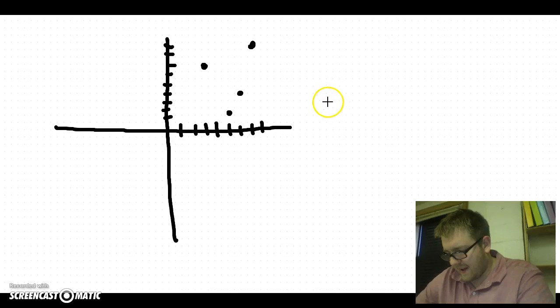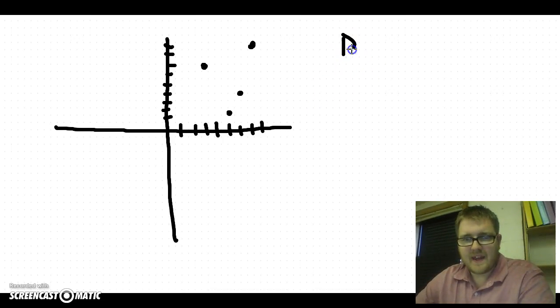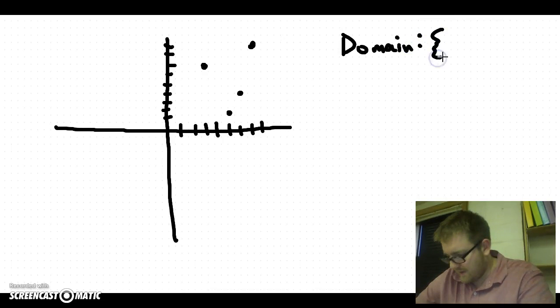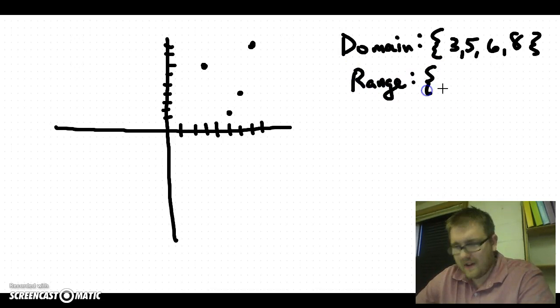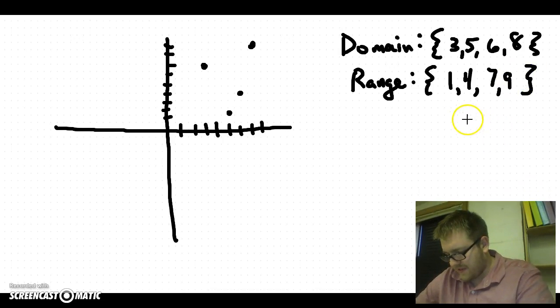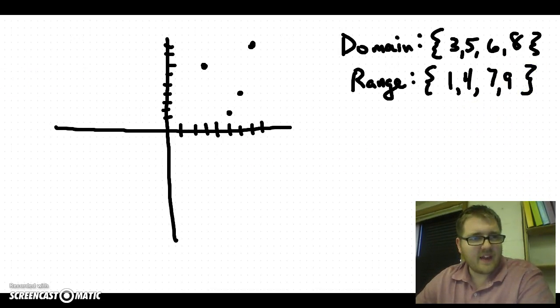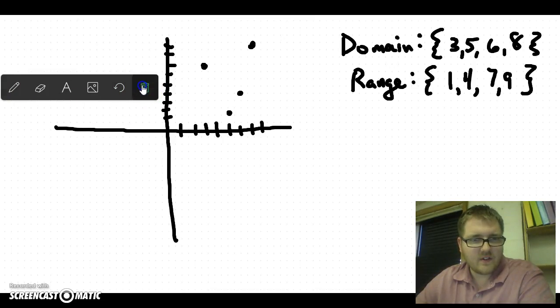And there's my graph. My domain is the set of all the x values. Don't repeat any. So we have 3, 5, 6, and 8 going from left to right. My range going from the bottom upward is going to be 1, 4, 7, 9. So that's how we deal with number 30. And then we finally have 31 and 32.